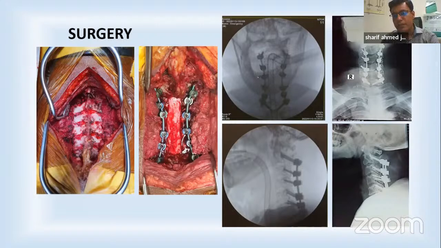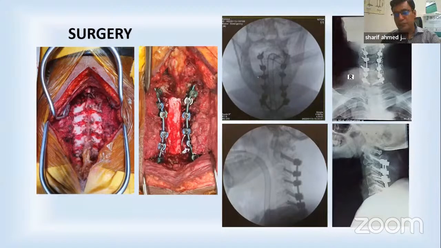And the upper limb is also improving, but the lower limb is relatively better. So this is a very interesting case. The patient could be managed conservatively, maybe, but as I did the operation and the patient is improving, even this can also be improved by conservative management.